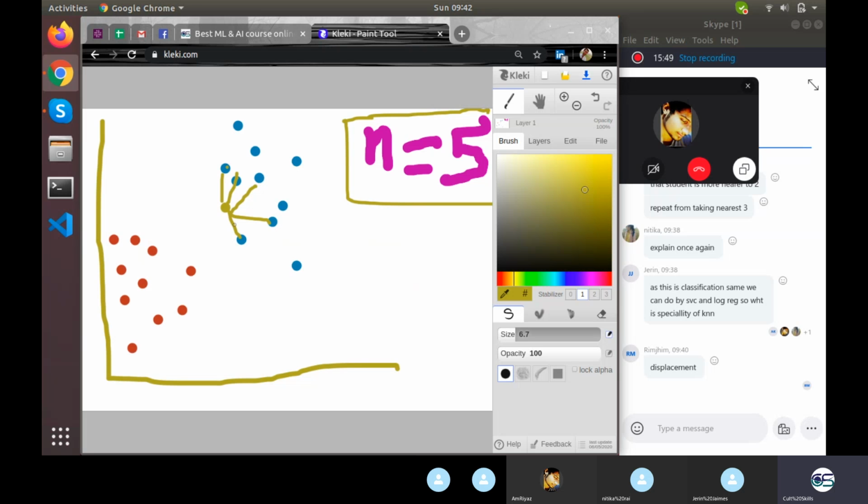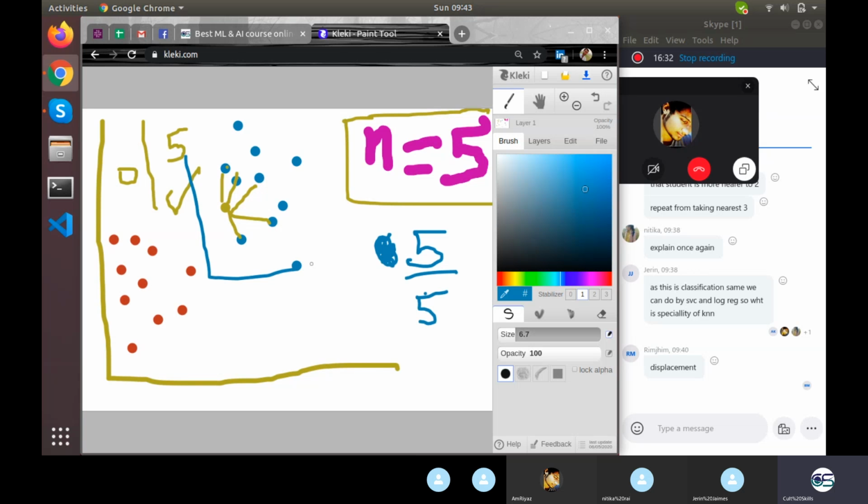In a nutshell, whichever they are, this one or this one or this one, everyone is blue. That means out of 5, a voting will be conducted. So 0 for red, 5 for blue. That means which team has won? Blue team. That means this point is of the blue class, with a confidence of 100%, simply 5 by 5, a confidence of 1.